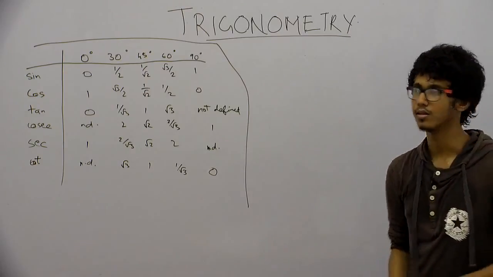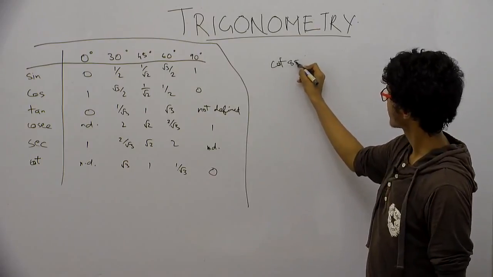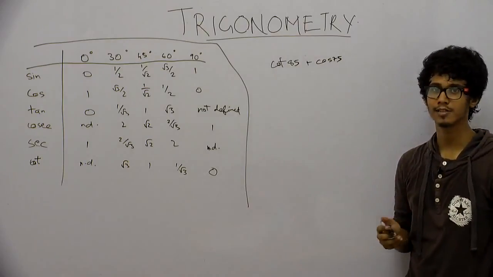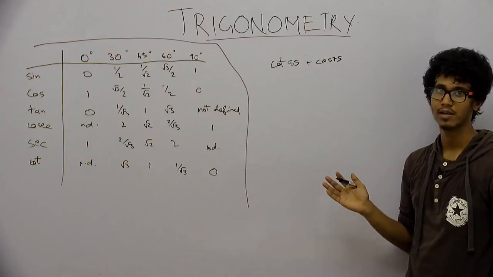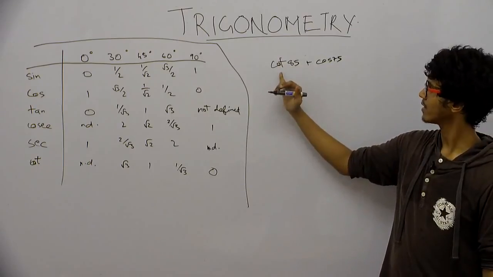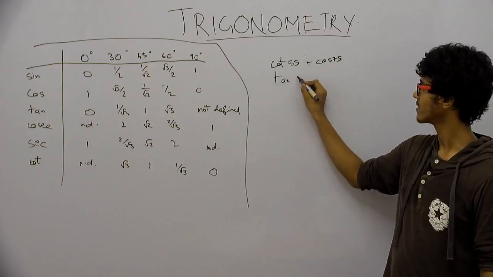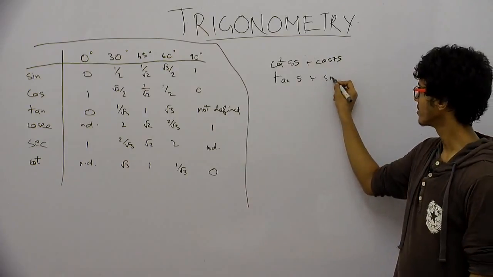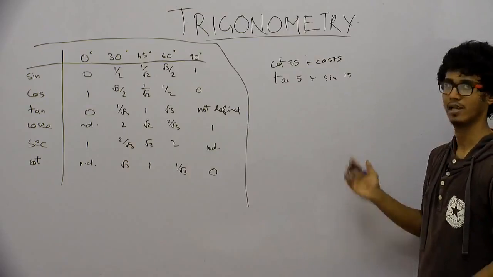Let's do another example. We are given cot 85 plus cos 75, and we have to write this in terms of angles which are between 0 and 45 degrees. Now how do we do that? It's simple. We just write cot of this as tan of 90 minus this. So we get tan of 90 minus 85, which is tan 5, plus cos becomes sine of 90 minus 75, so this is sine 15. This was pretty easy, you just had to write them in terms of these angles.